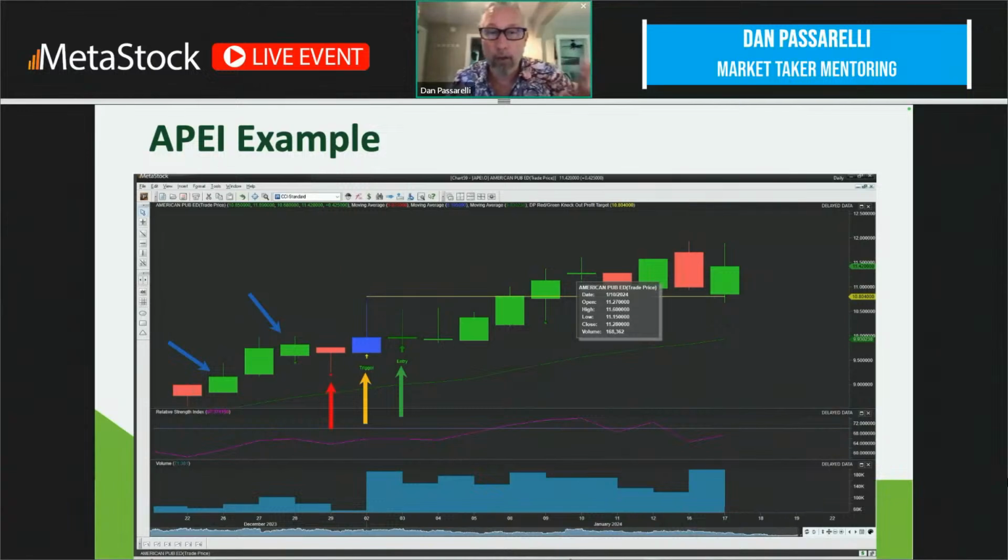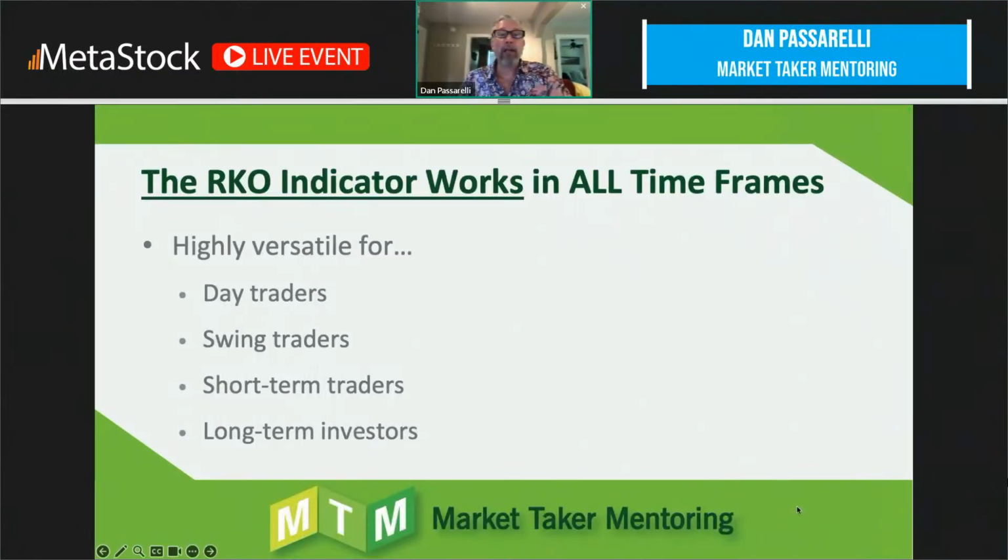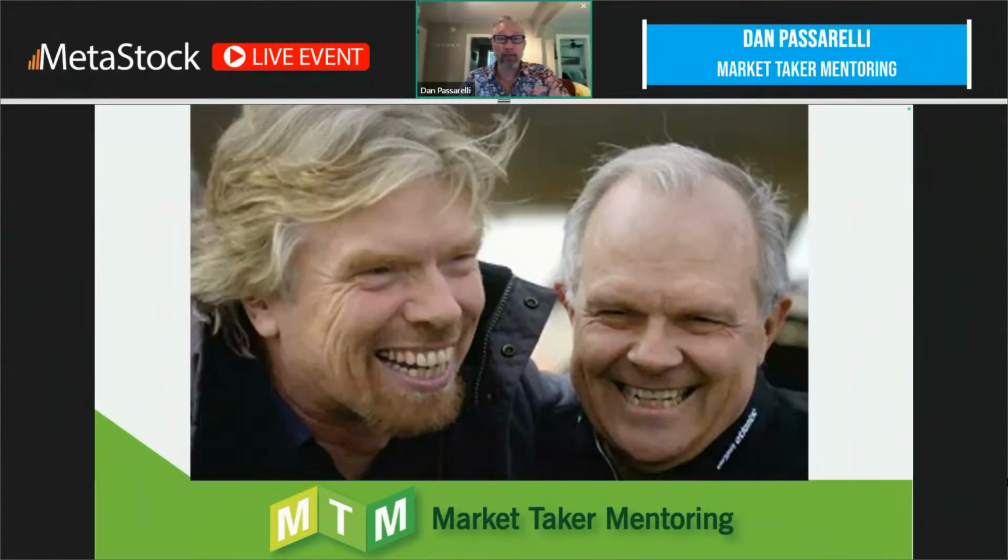1, 2, 3, go. Now, what I like about this one is that this is only an $11 stock. Folks who don't trade options, you just buy the shares. Though the options actually are liquid enough too, if you want to use the leverage of options in APEI, but you don't have to be an option trader for this. And the RKO indicator works in all time frames. It's very versatile for day traders, swing traders, short-term traders, even long-term investors can use it.